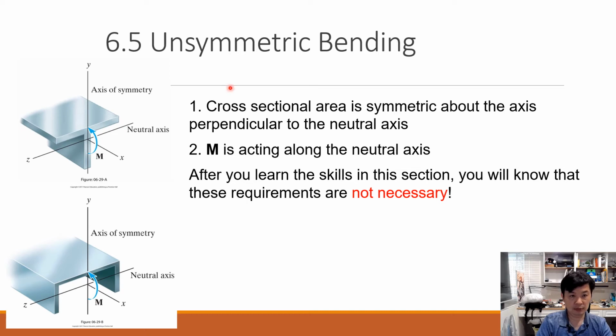Hello everyone. This is section 6.5, unsymmetric bending. In this section, we'd like to study some special cases for bending. We call it unsymmetric bending. What's the meaning of unsymmetric bending? Usually it means two cases.